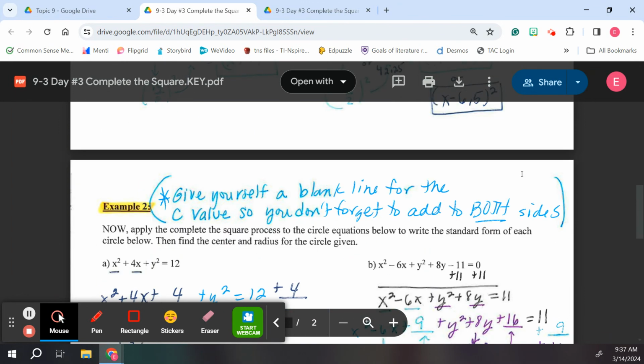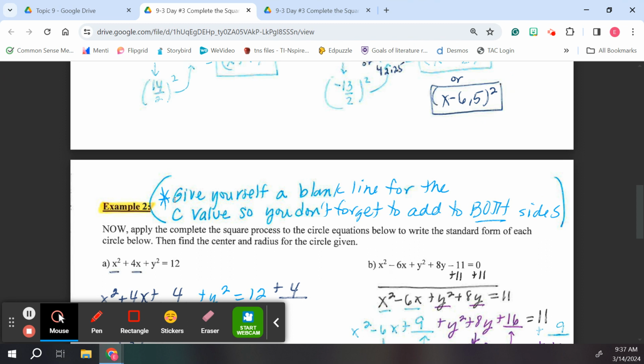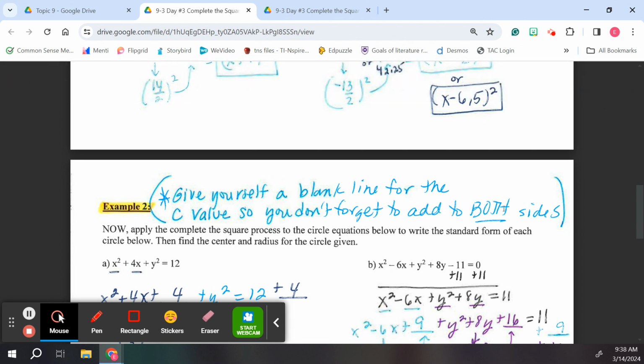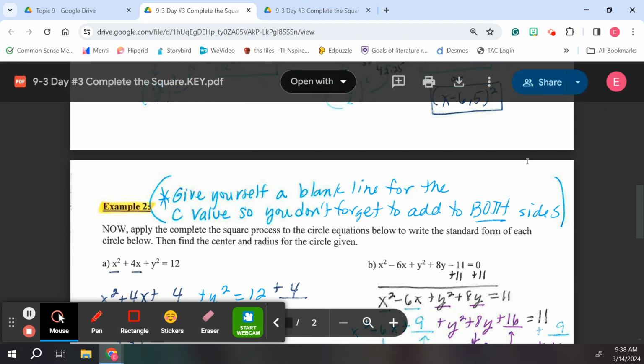Okay, this is something I do want you to add to your notes right at the top on the next page. This will make more sense in a minute, but give yourself a blank line for the c values so you don't forget to add to both sides. Again, that'll make more sense in just a few minutes when we go over the next example, but I want you to write that down.